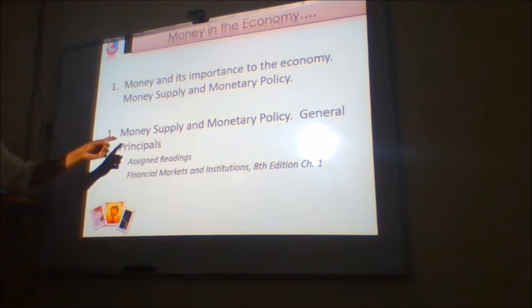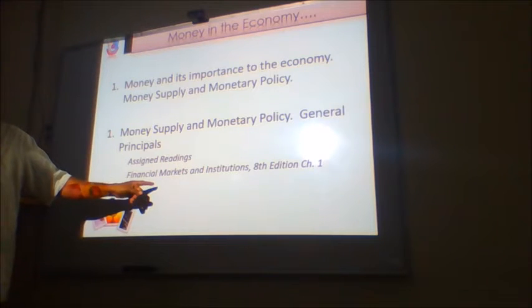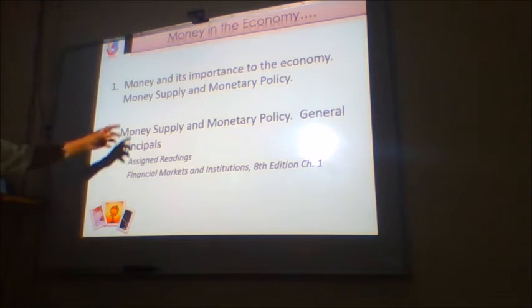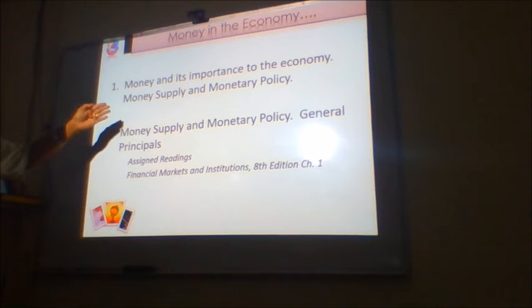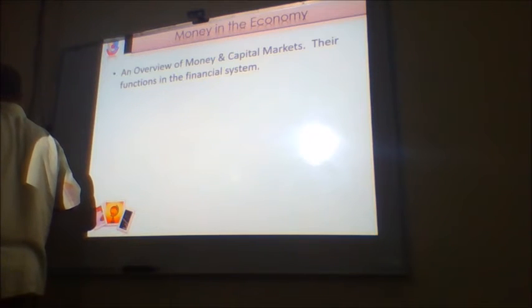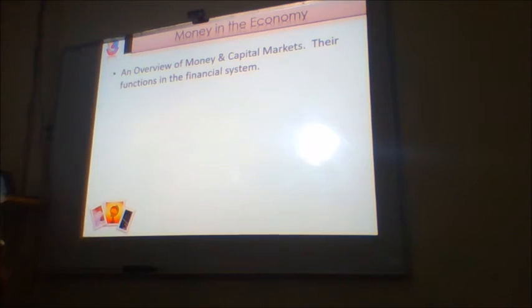So money supply and monetary policy, general principles. You need to read chapter 1 for the next class, because we're going to be talking about this in more detail. Financial Markets and Institutions, Chapter 1, Jeff Maduro, textbook. Everybody good? We're going to be talking about money, its importance in the economy, and the money supply and monetary policy. And an assigned reading of money and capital markets.